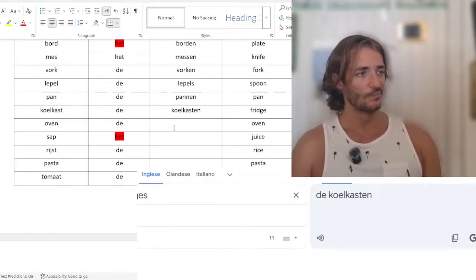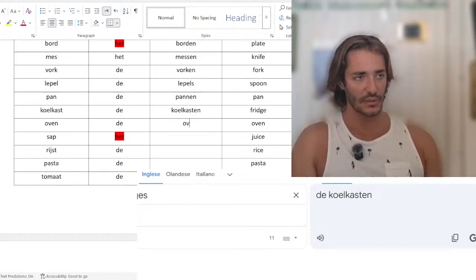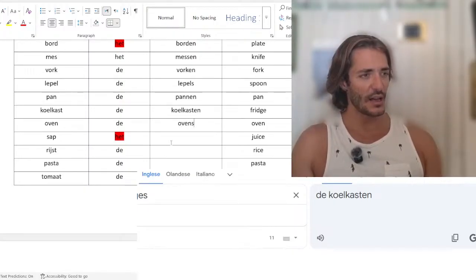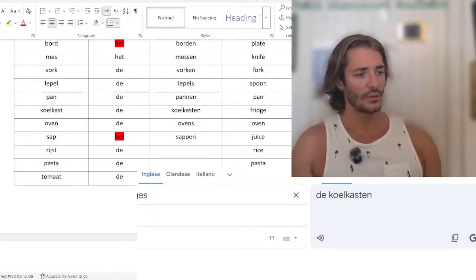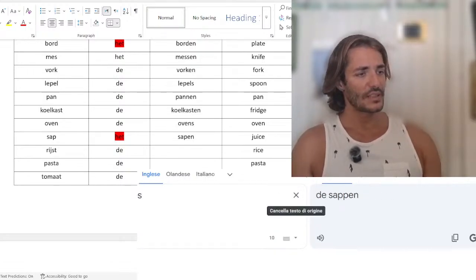Yes. The oven. Okay, this one, the ovens. Yes, because it ends by en. The sapen, or sapen. Probably it's this. Sapen. Let's see, the juices. The sappen. Okay, double P. The sappen. The sappen.